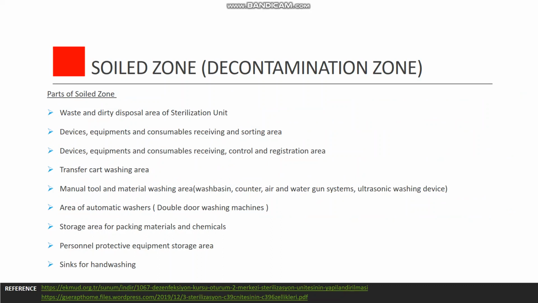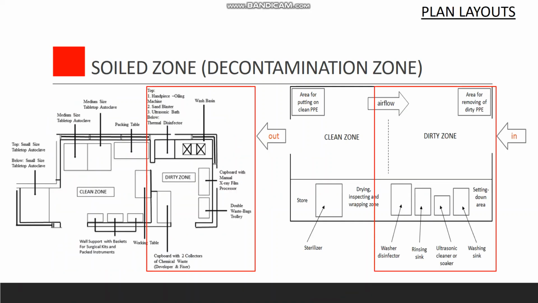Parts of the soil zone: waste and dirty disposable area of sterilization unit, devices, equipment and consumables receiving and sorting area, control and registration area, transfer car washing area, manual tool and material washing area, area of automatic washers, storage area for packing materials and chemicals, personnel protective equipment storage area, and sinks for washing. This is some plan layout of the soiled zone, meaning dirty zone.